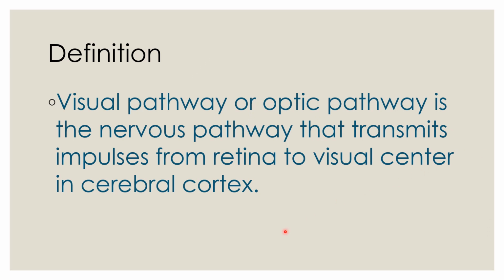The definition of the visual pathway. The optic pathway is the nervous pathway that transmits impulses from the retina to the visual center in the cerebral cortex. As we are going to study the pathway, this pathway has a beginning point and an end point. The beginning point in the visual pathway is the retina, and the end point is the cerebral cortex, specifically the occipital lobe. So the visual pathway is located between these 2 points, the retina and the cerebral cortex.